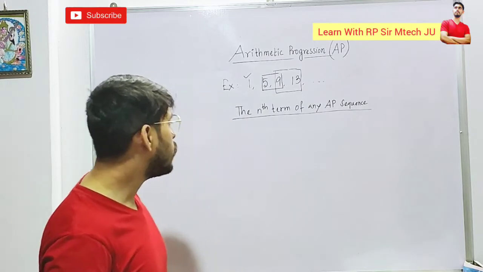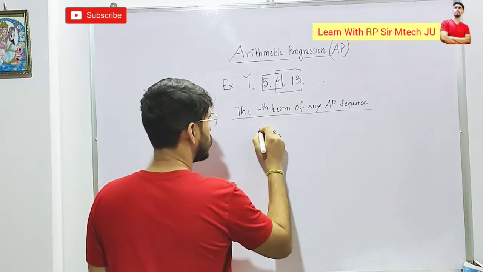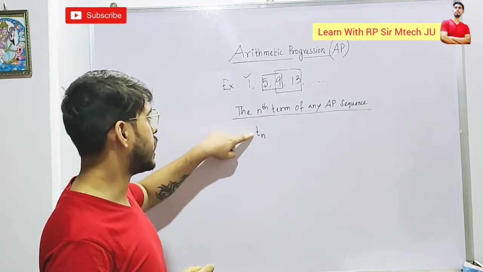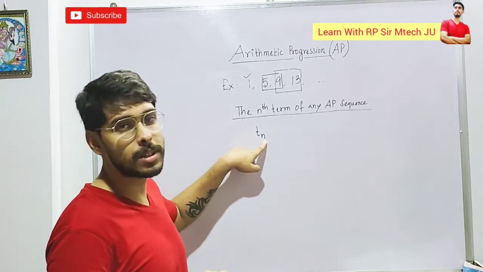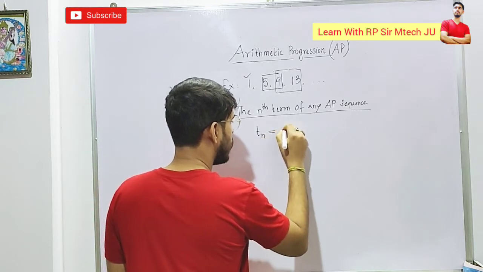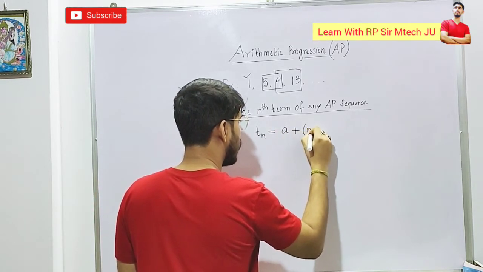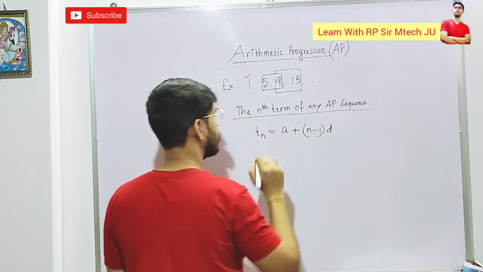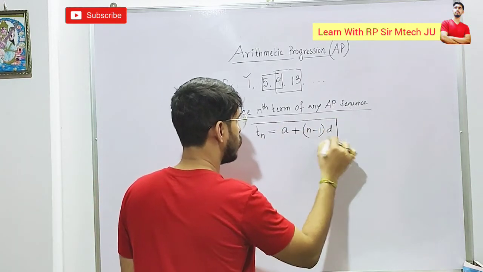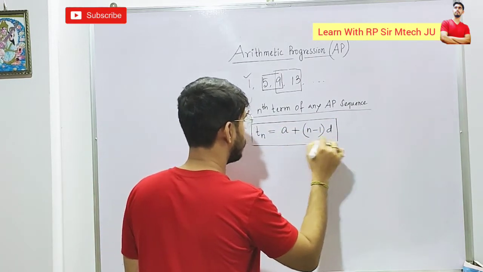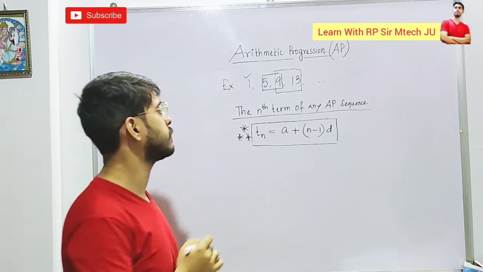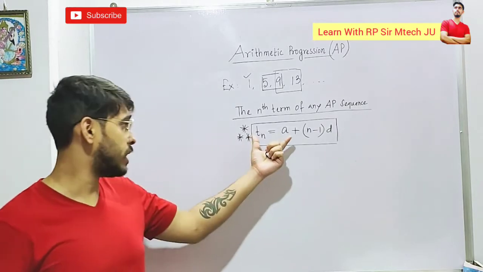Right? So the formula for this is given as, so there is Tn, that is the representation. T stands for the term, n stands for the number of the term. So this is Tn, and the formula is A plus n minus 1 into D. A plus n minus 1 into D. The first very important formula that you need to remember. Very very important formula from your examination point of view.